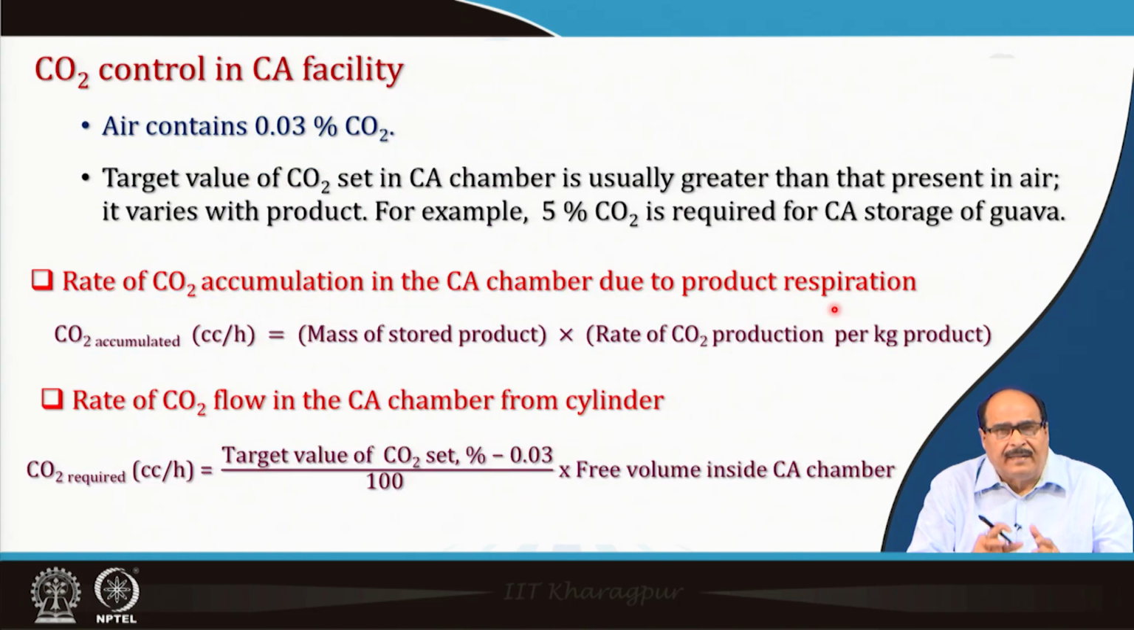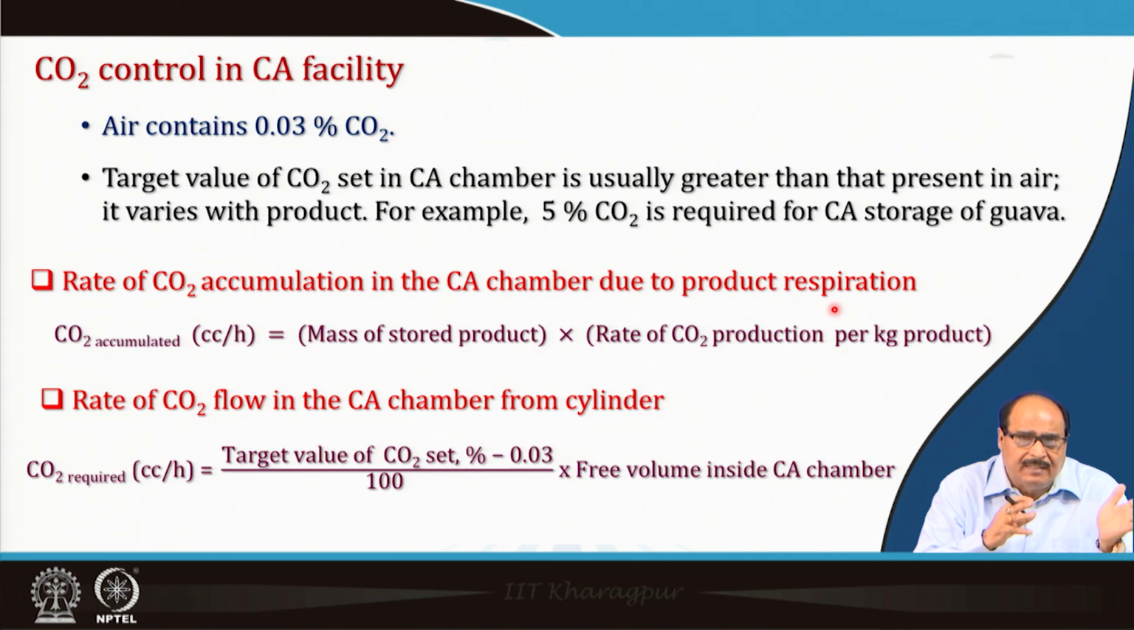Then another important aspect is the carbon dioxide control in the CA facility. We discussed oxygen control, which is done by nitrogen purging, then humidity control, and now the important aspect is carbon dioxide control. You know that the air contains about 0.03% carbon dioxide. So, the target value of CO2 set in the CA chamber is usually greater than that, sometimes maybe 5%, and for some specific products even a little more than that.